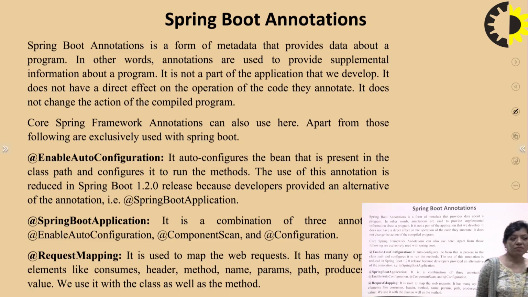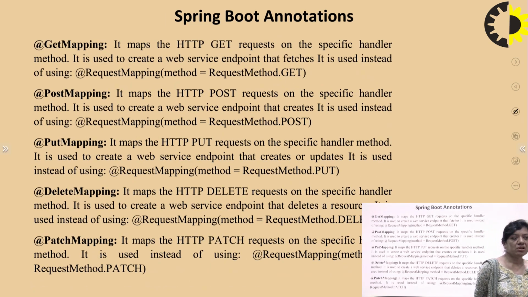Last one is @RequestMapping. It is used to map the web request. It has many optional elements like consumes, header, method, name, params, path, produces, and value. We use it with the class as well as the method. @GetMapping we use. It maps the HTTP GET request on the specific handler method. It is used to create a web service endpoint that fetches data. It is used instead of using @RequestMapping with the method RequestMethod.GET.